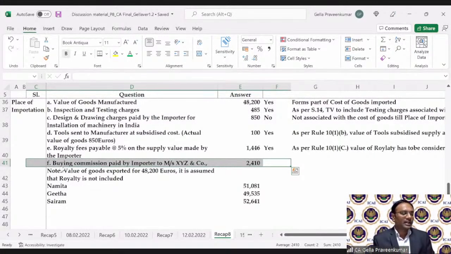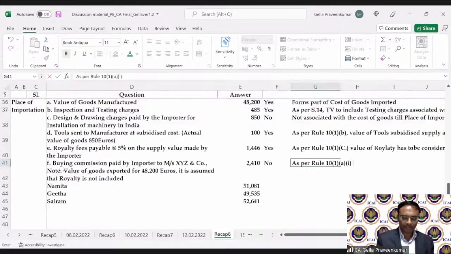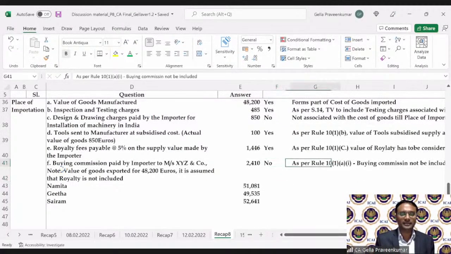My Rule 10, Sub-Rule 1, Clause A, at that point 1: commission and brokerage except buying commission. So this need not be included. So what I'll say? I'll say no. As per Rule 10, Sub-Rule 1, Clause A, in that clause 1, buying commission is not to be included. Buying commission not to be included, right?